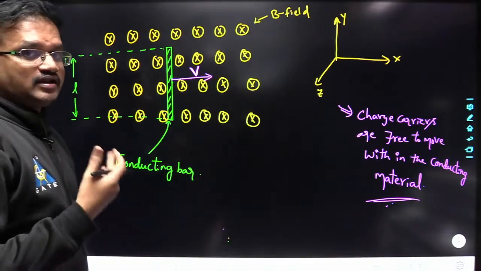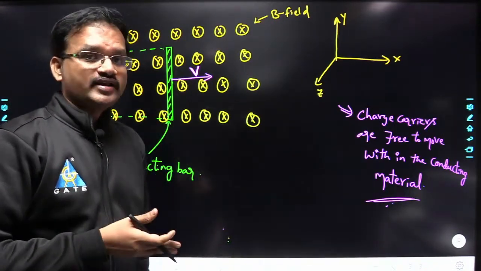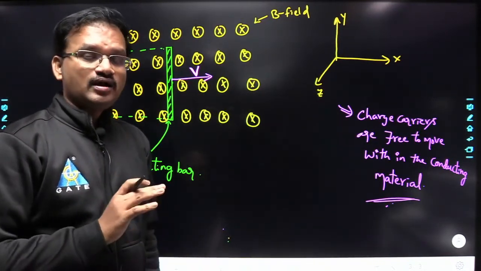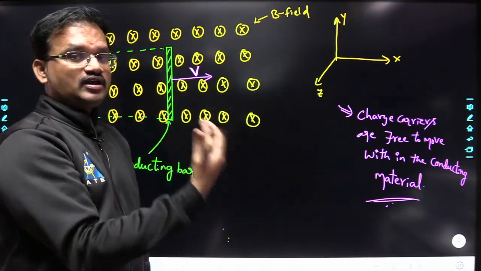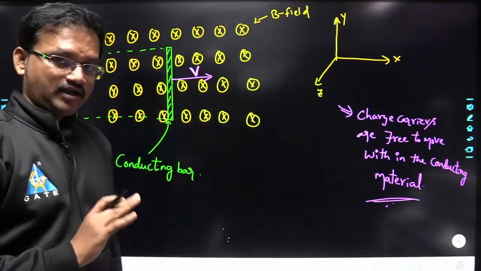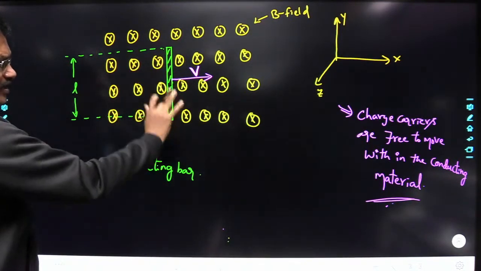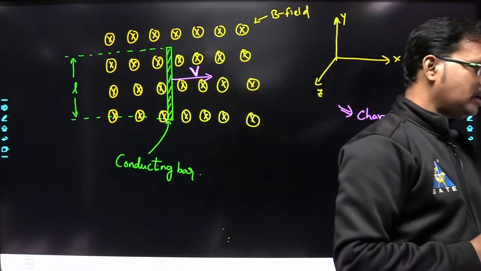Whereas if you consider an insulating material, inside the insulating material there are no free charge carriers available, and the charge carriers are not free to move within the insulating material. That is the difference between insulating material and conducting material. Understood? Okay, so inside the conducting material you are having free charge carriers, right? And they are free to move within the conducting material.